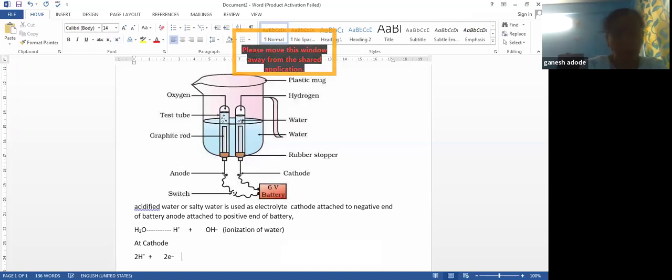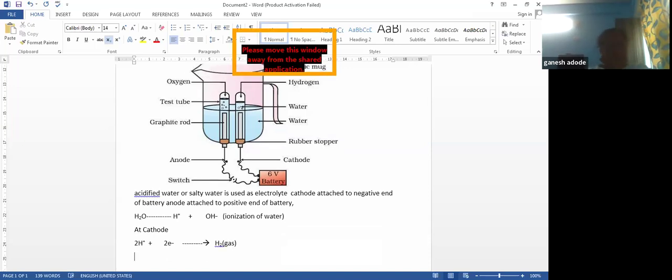Now, what will happen? Here, there is formation of the hydrogen gas. A release of hydrogen gas has been observed, right? Hydrogen in the form of gas gets released. Hydrogen gas is released at the cathode.